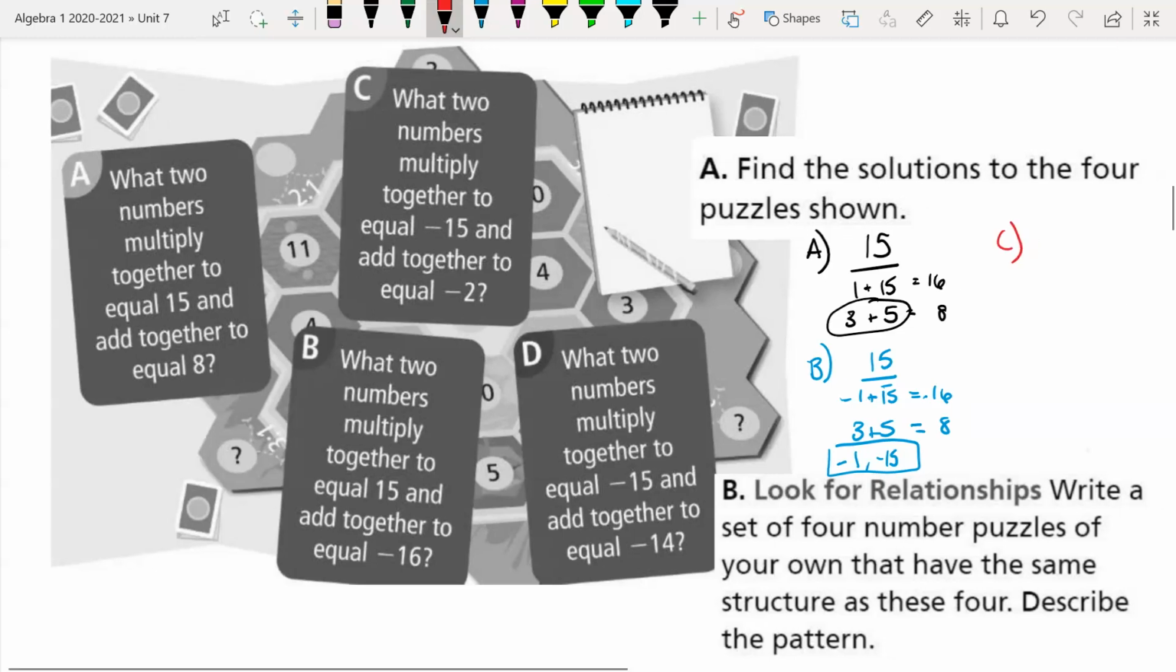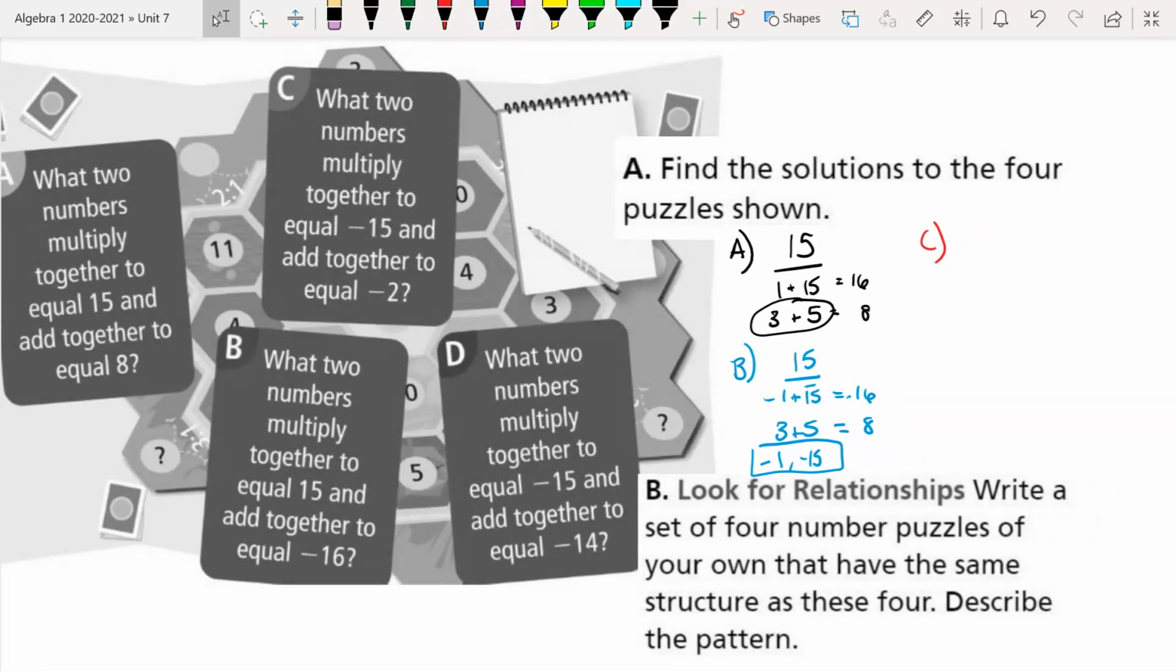Puzzle C says, what two numbers multiply together to equal negative 15 and add together to equal negative 2? Well, for negative 15, I know 1 and 15, 3 and 5, and I can just make one side negative to make it a negative answer, right? So let's make the right side negative. 1 plus negative 15 would be negative 14. 3 plus a negative 5 would be negative 2, and that's what I'm trying to get. So your answer here would be 3 and negative 5.